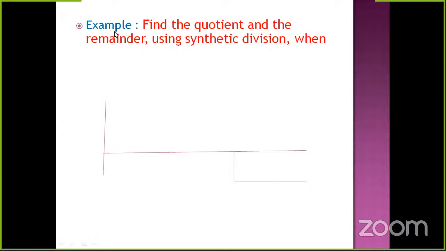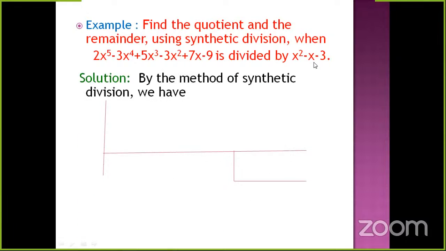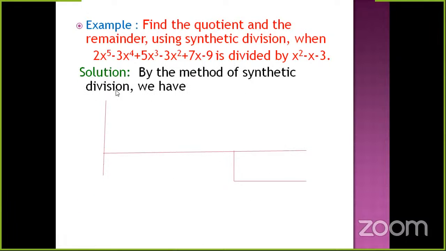Find the quotient and the remainder using synthetic division when 2x^5 minus 3x^4 plus 5x^3 minus 3x^2 plus 7x minus 9 is divided by x^2 minus x minus 3. Here it is a quadratic polynomial. So by the method of synthetic division, we again take the coefficients of this polynomial.